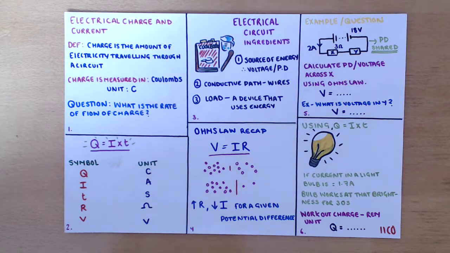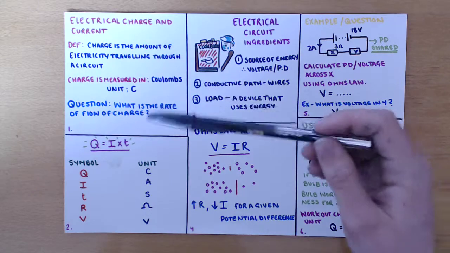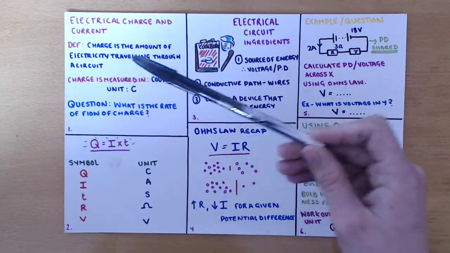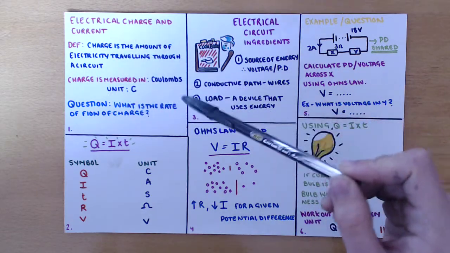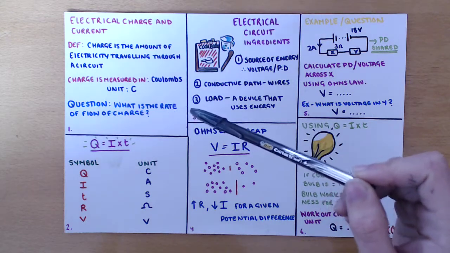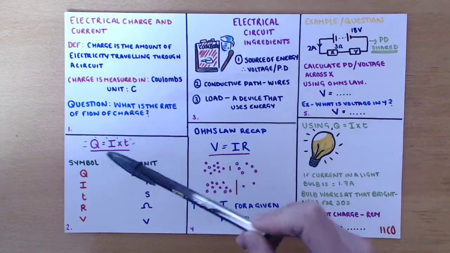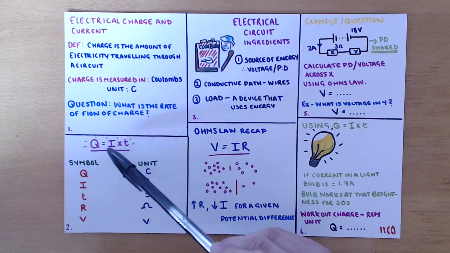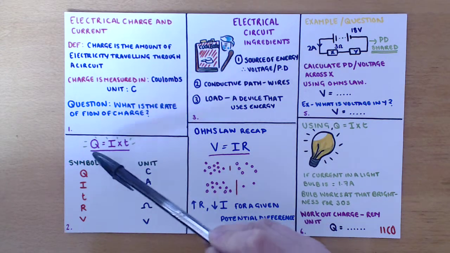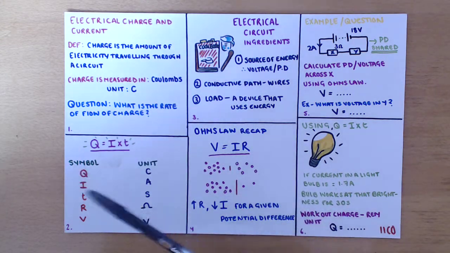Okay, now let's move on to a new equation. Q is equal to I times T. That's essentially what I've said here, because charge is the amount of electricity traveling through a circuit, and we know that the rate of flow of charge is current, so Q is equal to current times time. And over here I've just done a quick symbol and unit check.